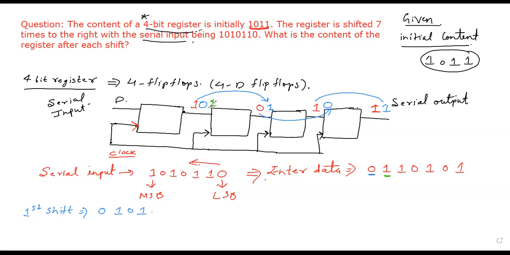I'm marking this in green color. So this 0 will come over here. This one will come over here, and this 0 will come over here. So now in the second shift, my value is 1, 0, 1, 0.